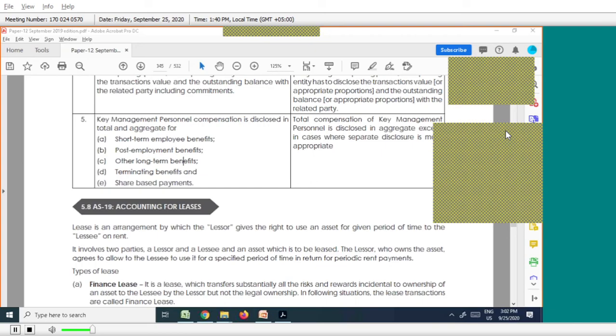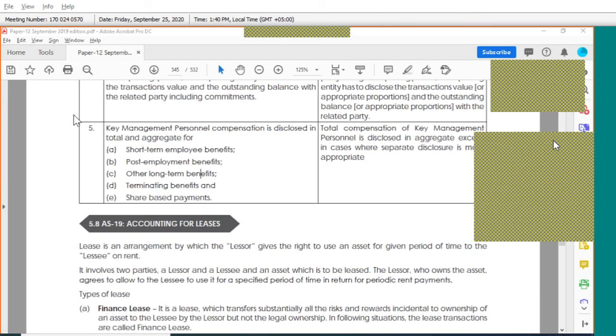Lease means what generally? We have to take some asset for a certain period for an agreed price. Correct? That is the general meaning of lease. I will use that asset for that particular period. That is the meaning of lease.